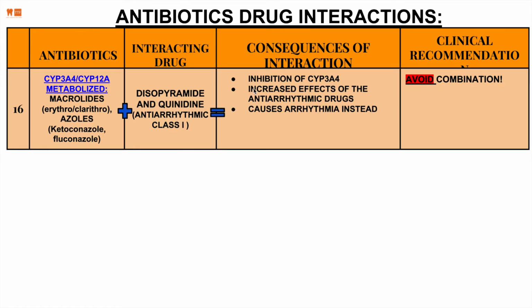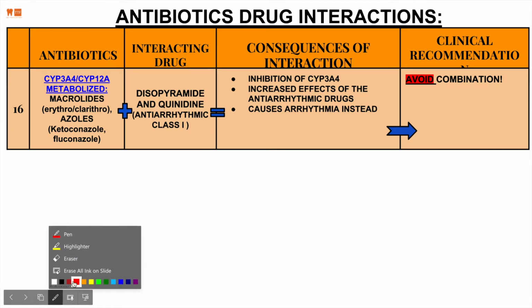This will lead to the inhibition of CYP3A4. When this enzyme is inhibited, we will not be able to metabolize the antiarrhythmic drugs. Therefore, there will be increased effects of antiarrhythmic drugs. Therefore, it causes arrhythmia instead. So let's avoid this combination. So I just want to draw this little diagram to help you understand what this inhibition is and so on.